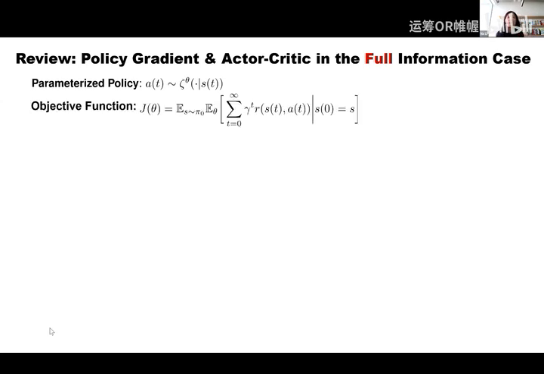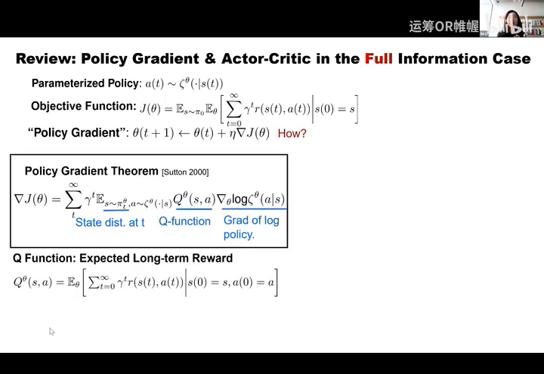Once I parameterize the policy, the objective function can be parameterized by theta as well. The policy gradient is just taking the gradient of the objective function. The difficulty is how to actually evaluate the policy gradient, what is the gradient of J? Here is the famous policy gradient theorem. You don't need to remember the exact equation, but there is one thing I want to highlight.